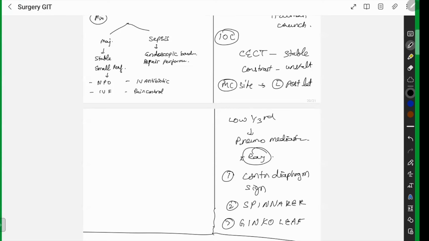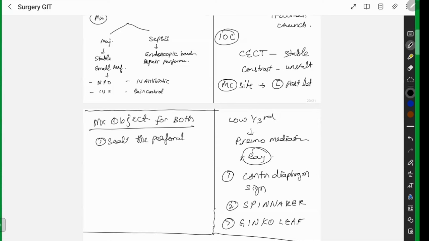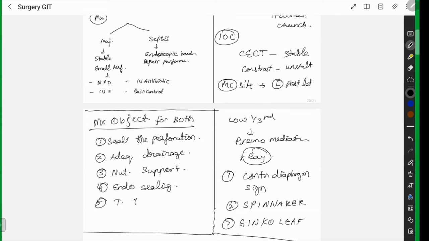What is going to be the objective for these patients? Cervical esophageal and pharyngeal perforations are usually much less septic than intrathoracic perforation. For a stable patient, conservative management. What is the management objective? First, seal the perforation. Number two, adequate drainage, which is very important. Number three, nutritional support. Number four, endoscopic sealing. And number five, T-tube placement.